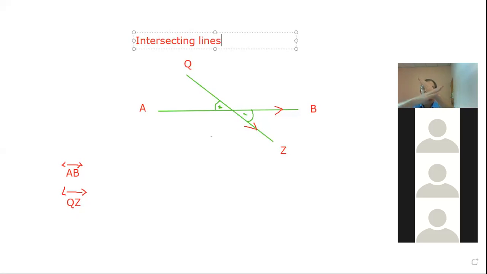Now, an intersect means a point where two things pass each other. So if I walk this way and you walk this way and we bump into each other, we are at an intersecting place. So it means one line is crossing the other one at a random angle. There's no fixed way it is going.